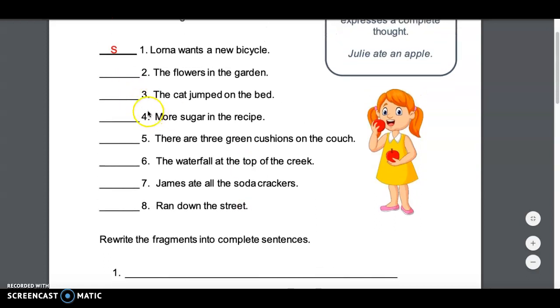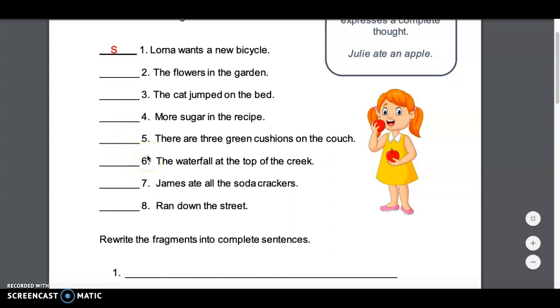All right, let's see. Going back to number 4, more sugar in the recipe. This was a fragment. It doesn't tell me the verb and it does not express a complete thought. Number 5, there are 3 green cushions on the couch. Number 5 is a complete sentence. There are the subject, 3 green cushions, and they're on. That's what they're doing. They're on the couch. And it expresses a complete thought.